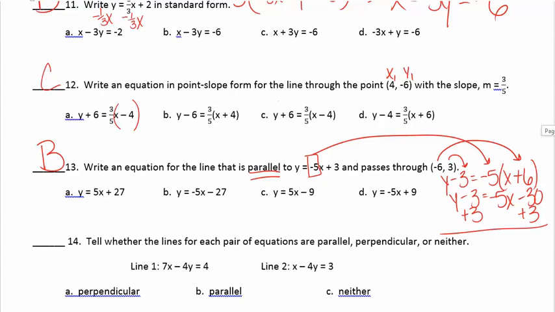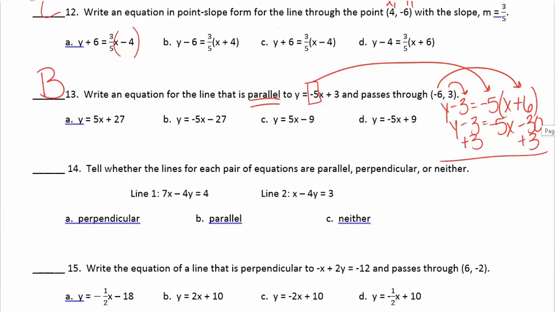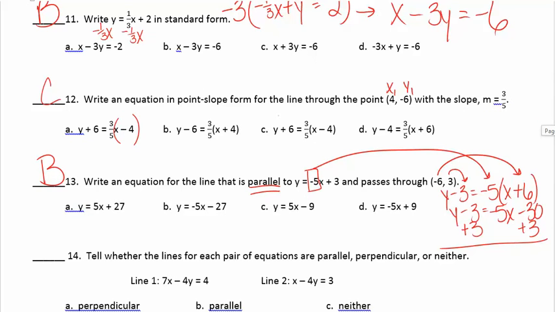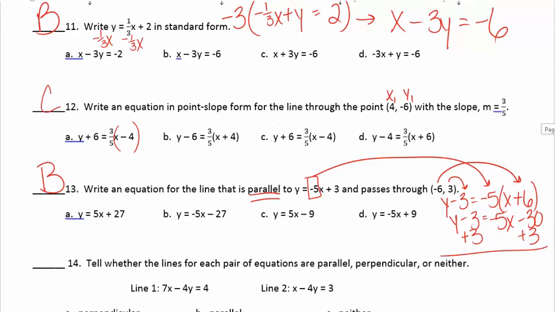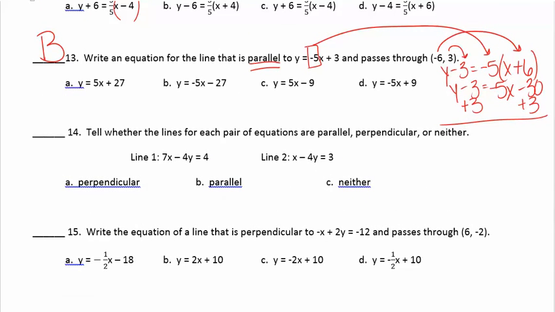On 14, we're checking to see if two lines are parallel, perpendicular, or neither. So we have to compare their slopes. In order to compare their slopes, you need to have both lines in y equals mx plus b. So for line 1, I'm going to subtract 7x and get negative 4y equals negative 7x plus 4. Divide everything by negative 4. And really my focus is here. So my slope for line 1 is a positive 7/4.